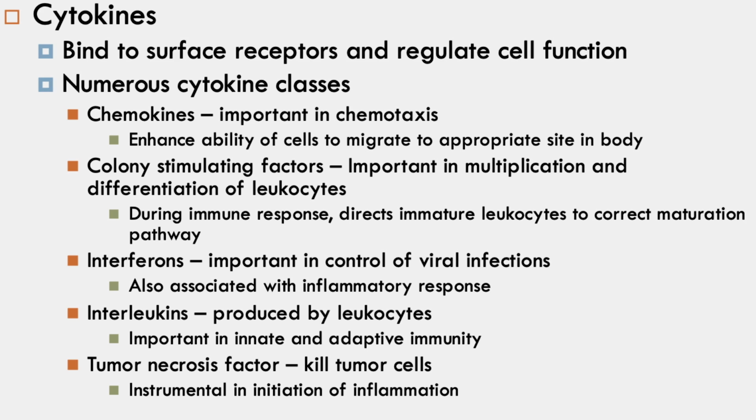Colony stimulating factors. These are chemicals that tell immune system cells what to become, because as we're going to see in a few minutes, they're all derived from hematopoietic stem cells, and eventually they terminally differentiate into different types of immune system cells. Then we have the interferon.